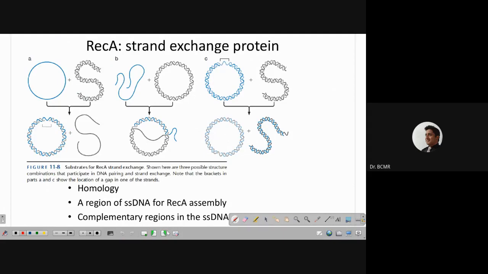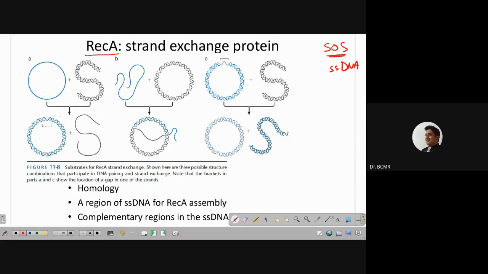Strand exchange, or strand invasion, is mediated by RecA protein. I hope you also remember where we have learned about RecA: in the SOS response. We have learned that it has high affinity for single-stranded DNA. Right? It binds to the single-stranded DNA. We also learned that it has a protease activity that degrades LexA protein.